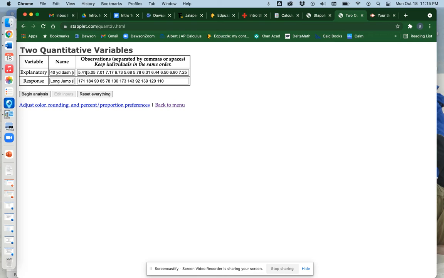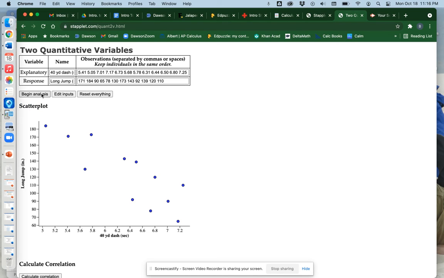I've typed in all the information here. I leave one space between each number. I don't have to put commas, but I could put commas there. It doesn't matter. Either a comma or a space, you should be good, and then just hit begin analysis. Hey, congratulations, that's about it. Except, well, I want to point a few more things out.